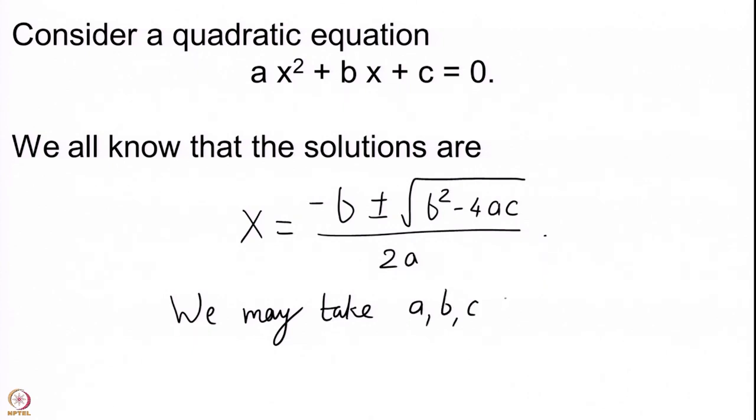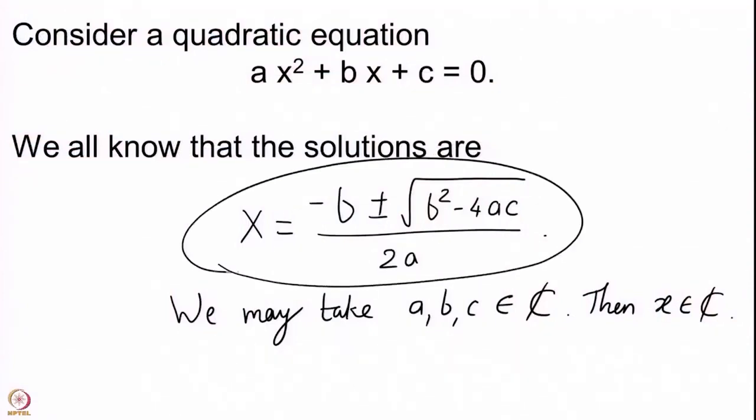the coefficients a, b, c to come from complex numbers, for instance, and then we know that our solutions will also belong to complex numbers. Then the solutions x given by the above formula are also complex numbers. You may take a, b, c coming from integers, rationals or even reals, but that does not guarantee that the solutions will always be in those particular sets. However, we know that whenever a, b, c are taken from complex numbers, then the solutions can always be found in complex numbers. If you wanted to do this for the sets Zn, then what should we do?